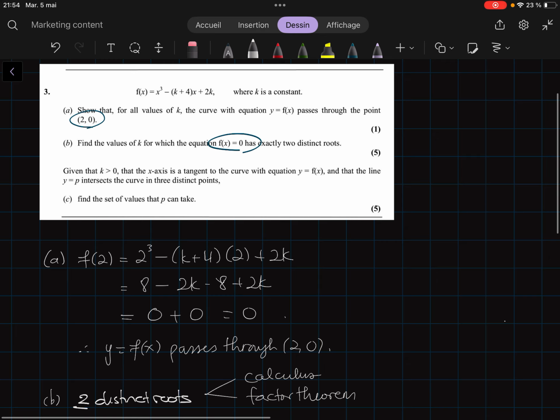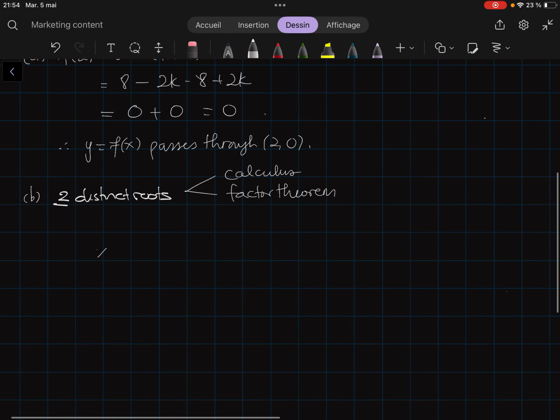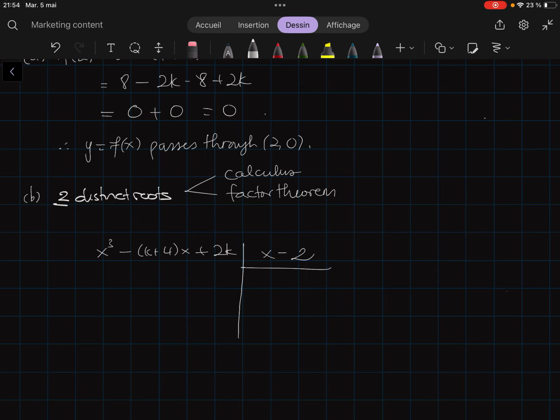And if you do the calculus for this, the algebra can be a little wonky, so I would rather not deal with that. So I'm just going to set up long division for this guy. Also, do keep in mind that part A exists for a reason. Okay, let's do long division.